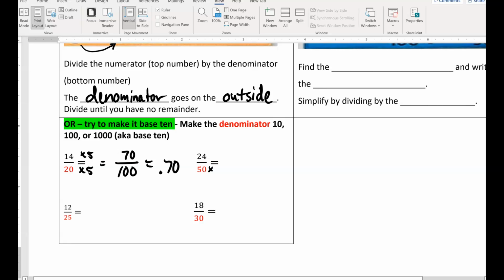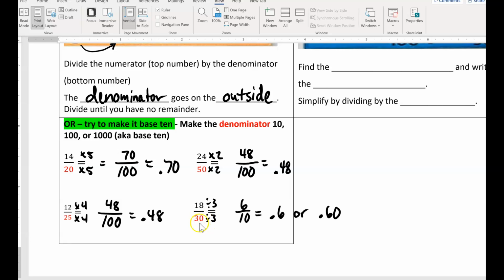Next, 24 over 50, times 2, right? Because that gives us our denominator of 100. That's what 50 times 2 is. 24 times 2 gives us 48. So when we have a base 10, all we have to do is read the numerator, and so we get 0.48. Then 12 over 25, times 4. In this case, we have, again, base of 100. 12 times 4 is 48. So again, we get 0.48. You're going to do this last one in Edpuzzle.